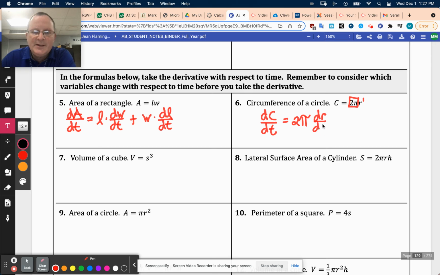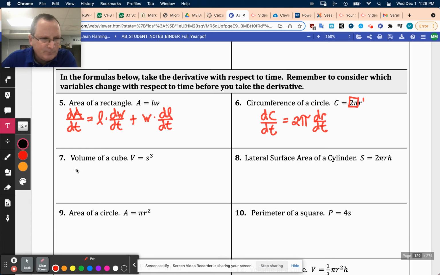So just like every time we had a y when we were doing implicit differentiation, we had a dy dx. In this case, every time we have a variable at all that's not time, and that's all that we have, you will need a d, whatever that variable is, dt.